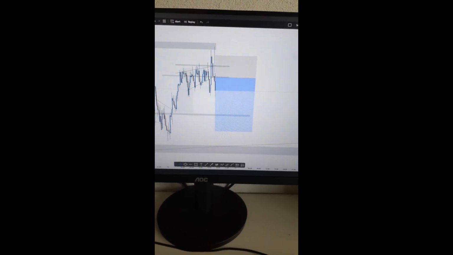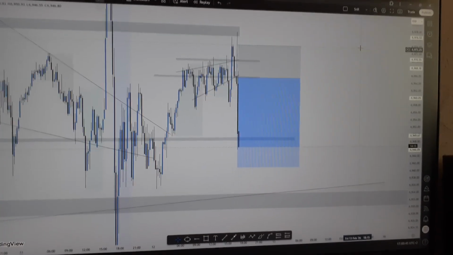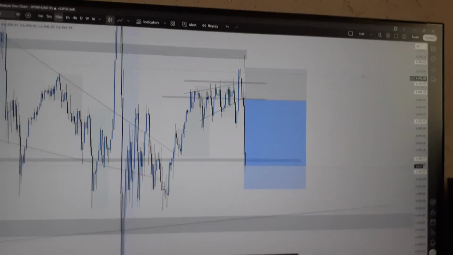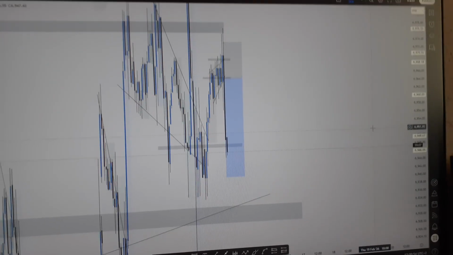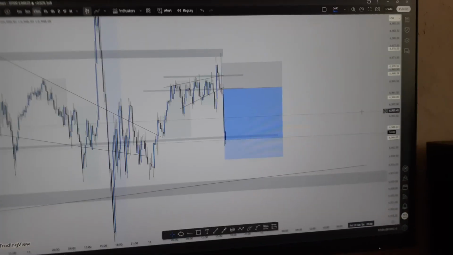Yeah, okay, so this is how the trade is going. So as you can see, the 1-hour candle closed way below the zone. Why is my hand shaking?